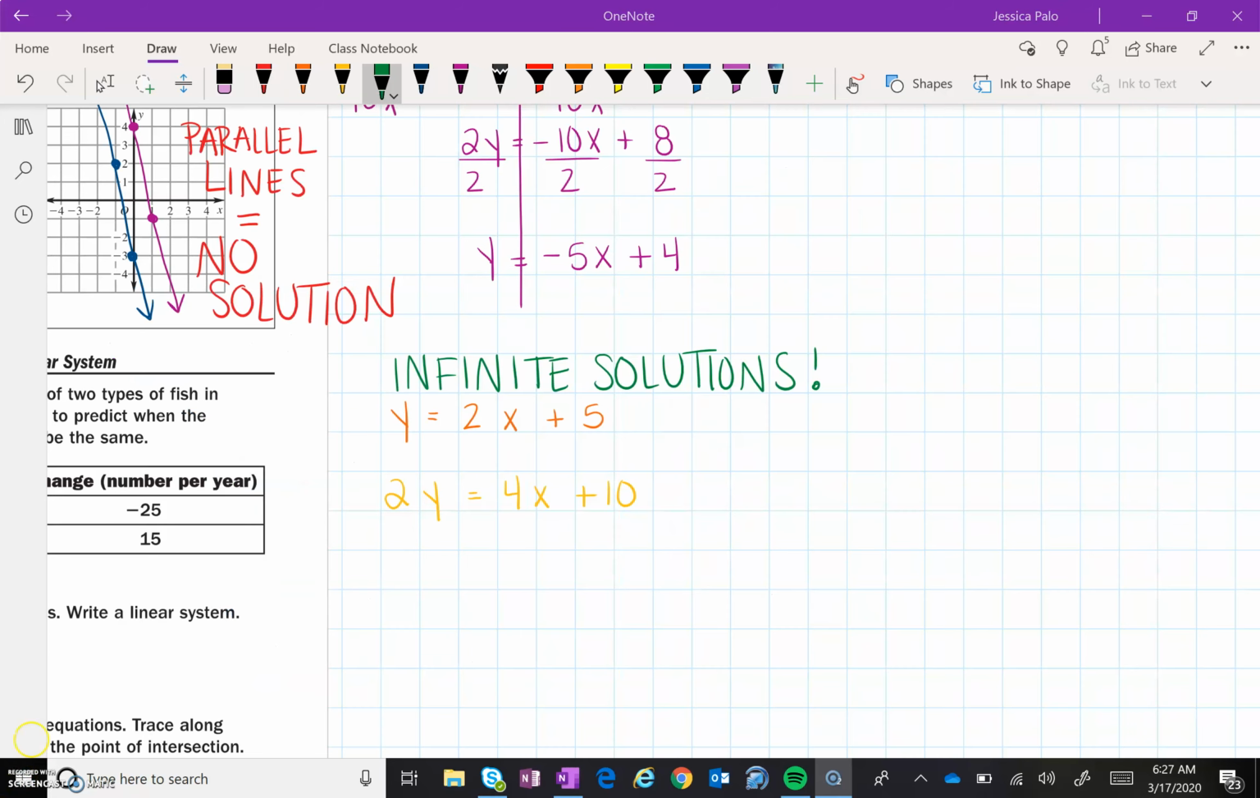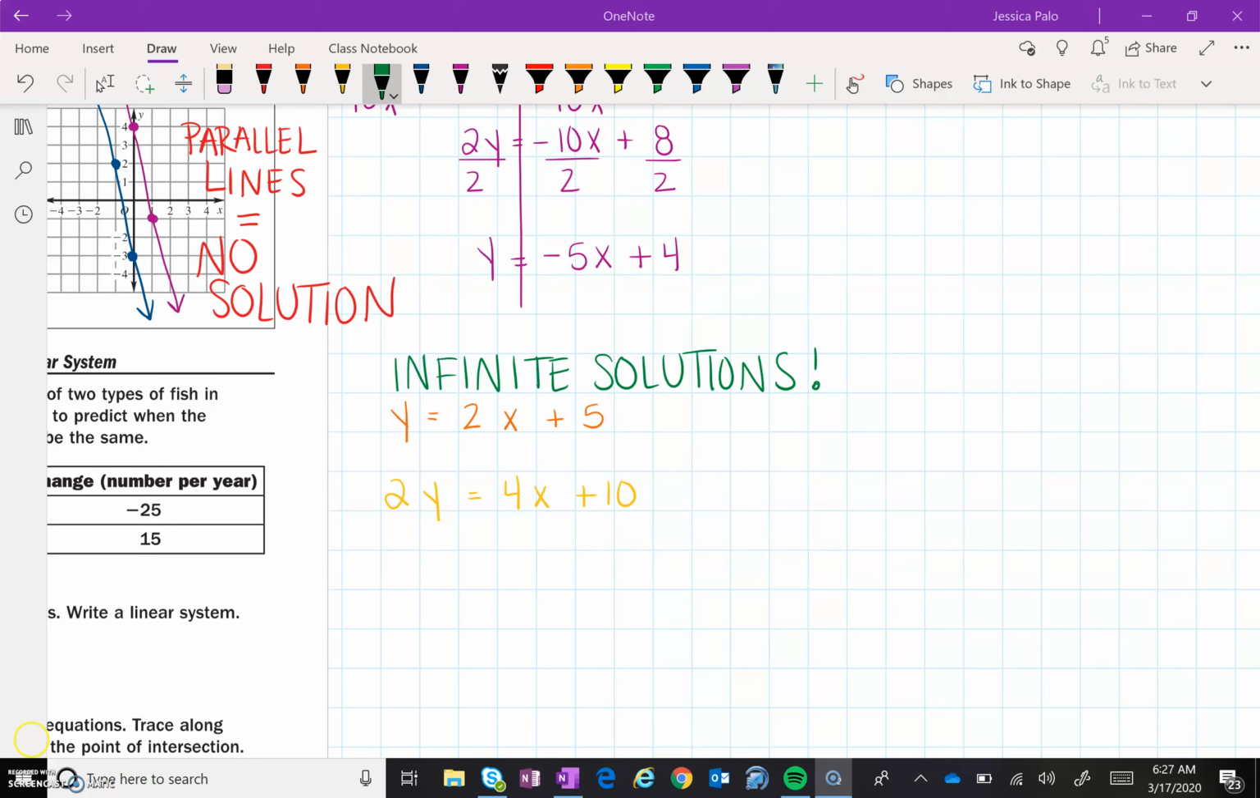I paused the video really quickly to give you a second example. Infinite solutions. So you have one solution, equations with lines that intersect. Now you have no solution, parallel lines, and the last one would be infinitely many solutions. That would mean the two equations would have to give you exactly the same line.